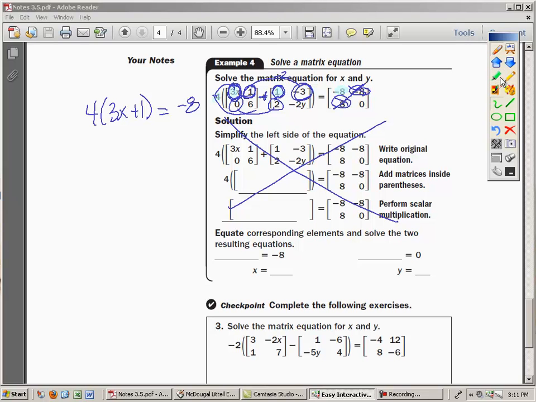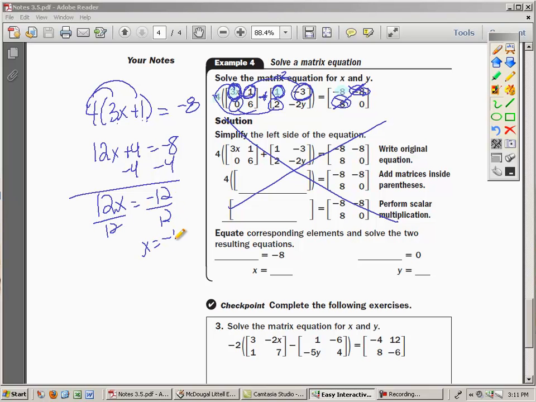According to matrix multiplication, the scalar and the addition, we've got 4 times the quantity 3x plus 1. So I'm going to write an equation, 4 times 3x plus 1. Because if I add the first row, first column entries in both matrices and then multiply by 4, I get negative 8. Now simply distribute. This is 12x plus 4 is equal to negative 8. Take away 4 from both sides, I get 12x is equal to negative 12. And so x equals negative 1.